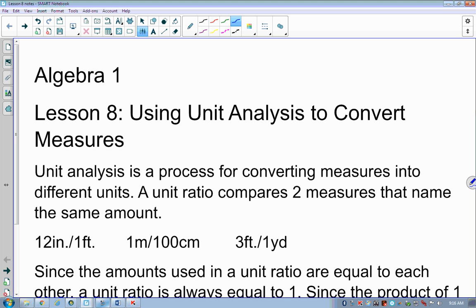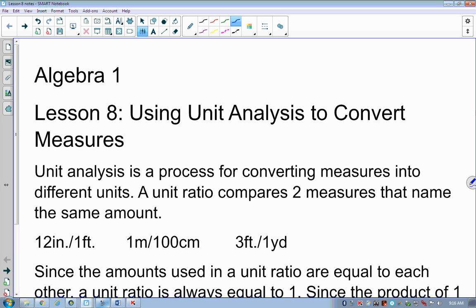A unit ratio compares two measures that have the same amount. Okay, 12 inches is the same as what? 1 foot. 2.54 centimeters is the same as what? 1 inch. 5,280 feet is the same as 1 mile. 100 centimeters is the same as 1 meter. 1,000 meters is the same as 1 kilometer. Okay? All right?